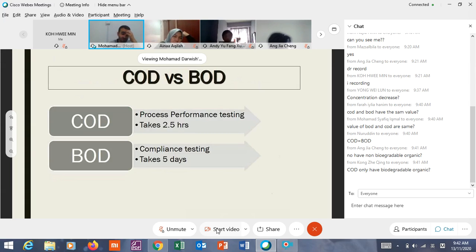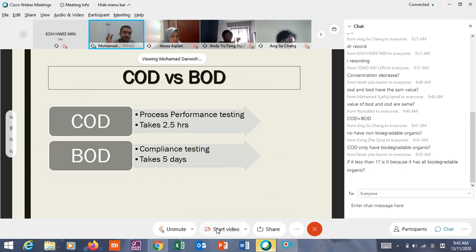So here we have COD versus BOD. COD is mostly a process performance test, which means we can run it every day because the test takes only 2 to 3 hours. BOD is a compliance test. Compliance means we want to see if this method is compliant or not, suitable or not.